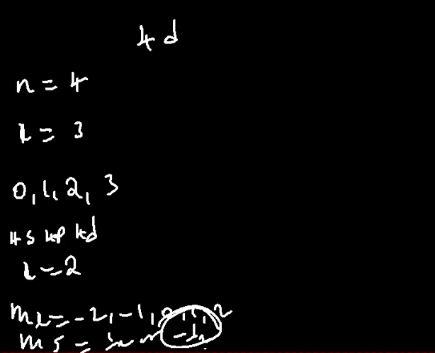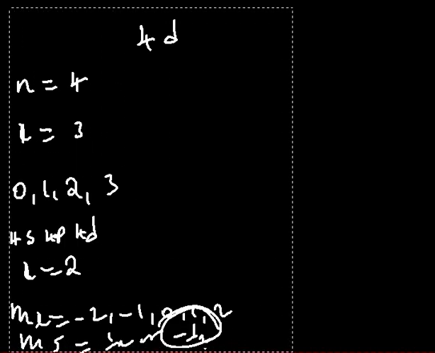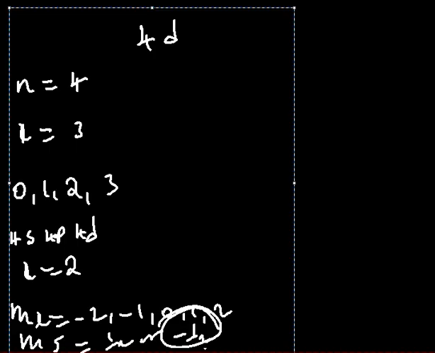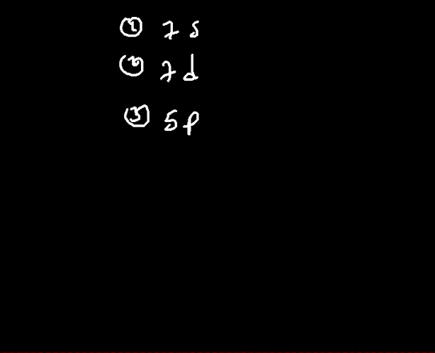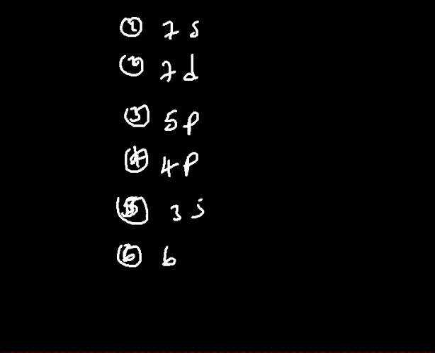And I also want you to try the following in your own time. Just determine the values of the four sets of quantum numbers corresponding to, let's say, 7s, 7d, let's say 5p, and that should be, let's say, 4p. And also try 3s, and let's say 6p.